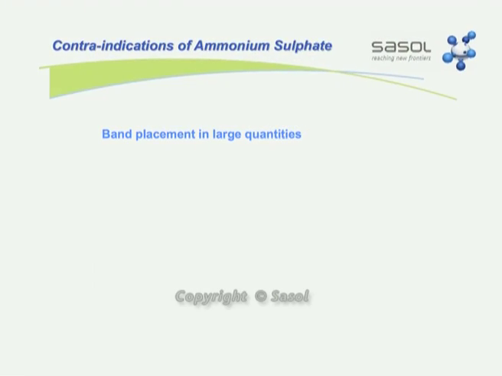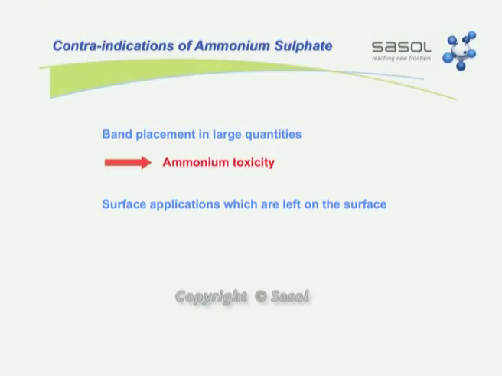What are the conditions under which ammonium sulphate should not be recommended? Firstly, band placement of large quantities. The nitrification process cannot take place under these conditions, and that will result in ammonium toxicity effects on crops. Therefore, this should not be done. Secondly, surface applications on high pH soils, which is not soil incorporated. This practice will result in ammonium volatilization losses, which therefore can also not be recommended.